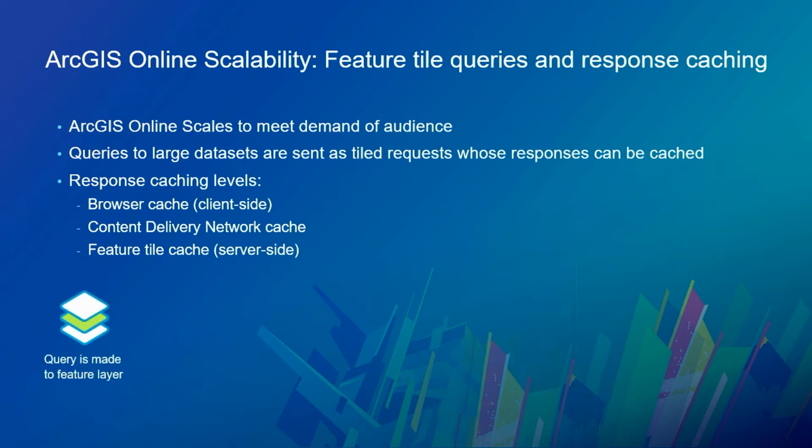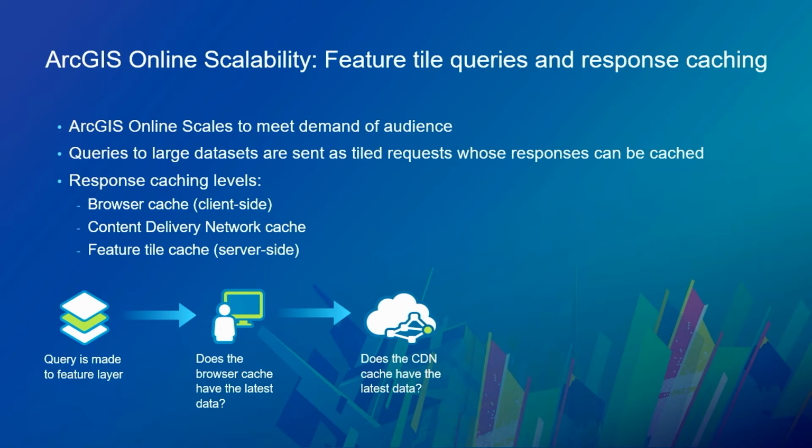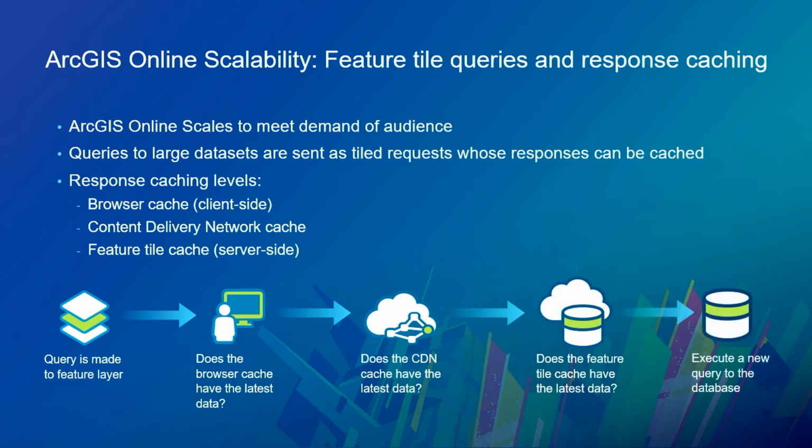So when we take a look at how we actually use the cache, let's say we've got a layer in an application. The first thing that happens is a query is made to the feature layer. Next, our API checks the browser cache and says, hey, does the browser cache have the latest data? If the answer is no, then we look in the CDN and say, hey, does the CDN have the latest data? If the answer there is still no, then, does the feature tile cache have the latest data? And if the answer there is no, then we execute a query in the database. Queries in the database are limited like all databases. So there's a maximum amount depending on the amount of traffic you're having. If we can keep the repetitive requests up in the CDN, then we don't put any pressure on the database and it scales quite nicely.